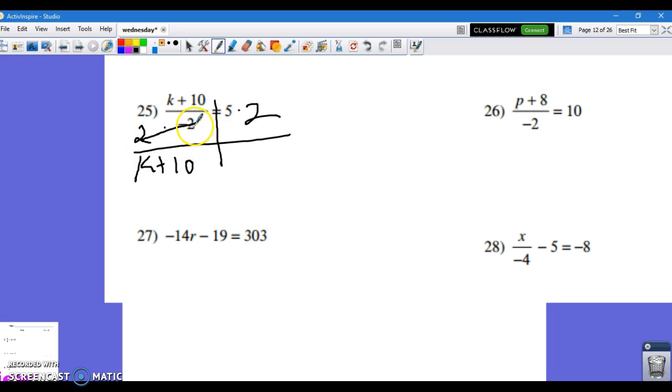If you're not sure what I mean by this, you need to go back and see part 1 of the homework. So now I have 5 times 2. That's going to be 10. Okay? So what I have here is the next part of the equation, which would be minus 10 on both sides. Minus 10 on both sides.